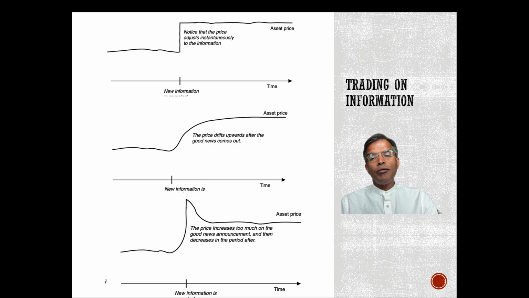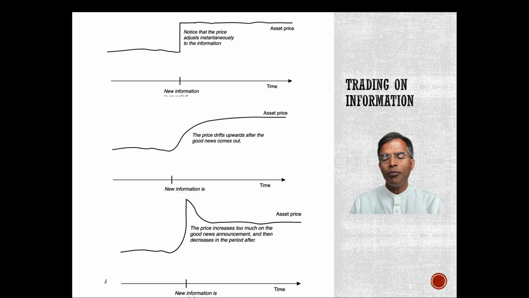As for trading on information, perhaps the best way to illustrate what you're trying to do is to show what happens in an efficient market. In an efficient market, when information comes out, price adjusts instantaneously. So if it's good news, the price jumps and then it levels off. If you have a slow learning market, when the good news comes out, the price goes up and it continues to drift up. Drift and efficient don't go together.